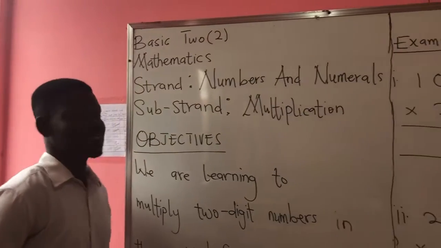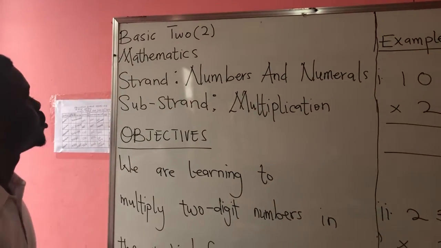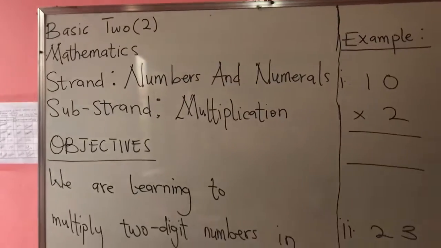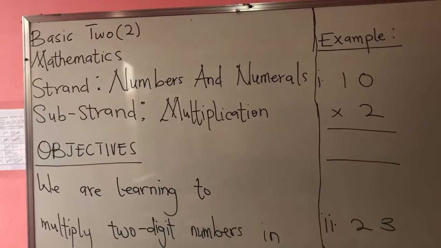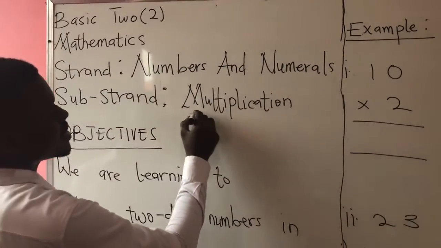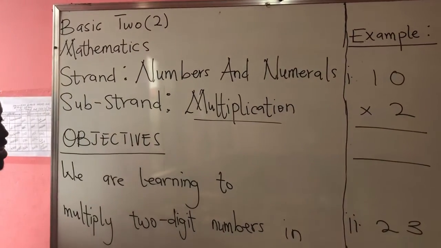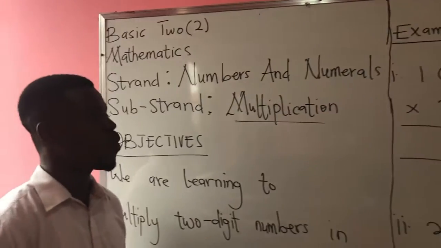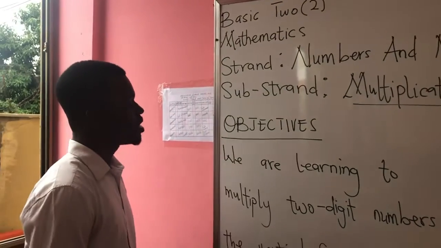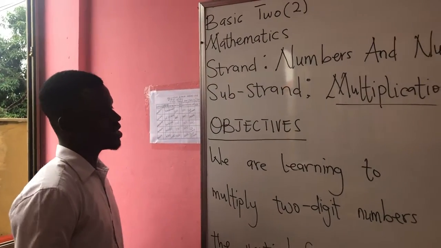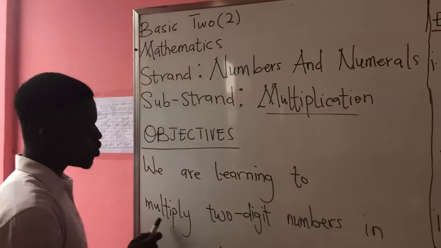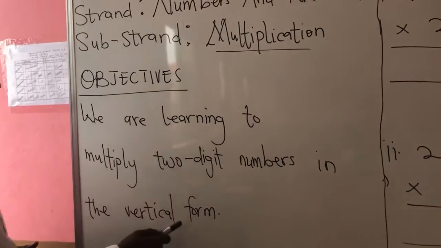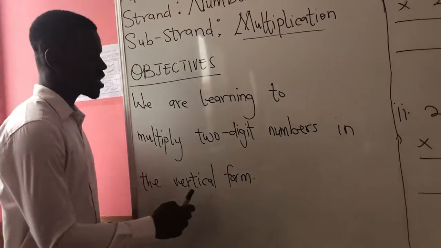We'll be looking at mathematics today, and our strand for today is numbers and numerals. Our sub-strand is multiplication. We started multiplication last week and we looked at how to multiply, why we multiply. Now let's look at our objective for today. We are learning to multiply two digit numbers in the vertical form.